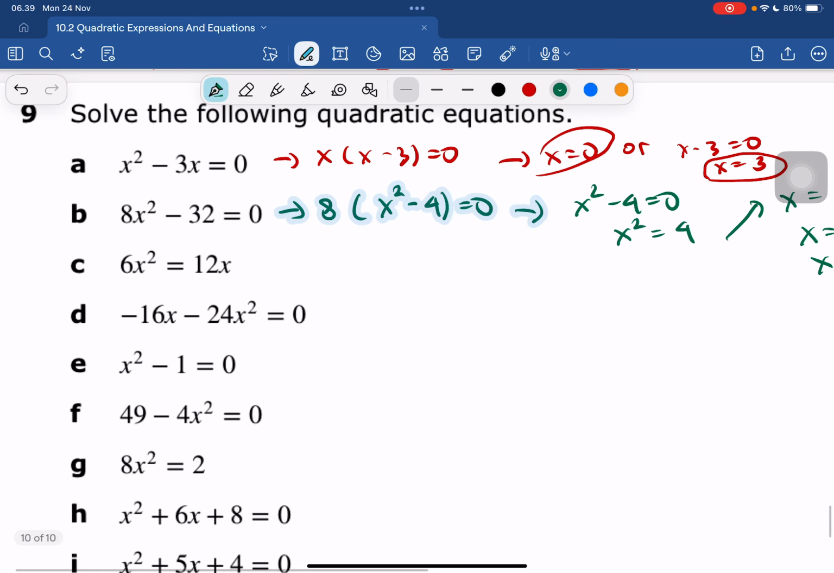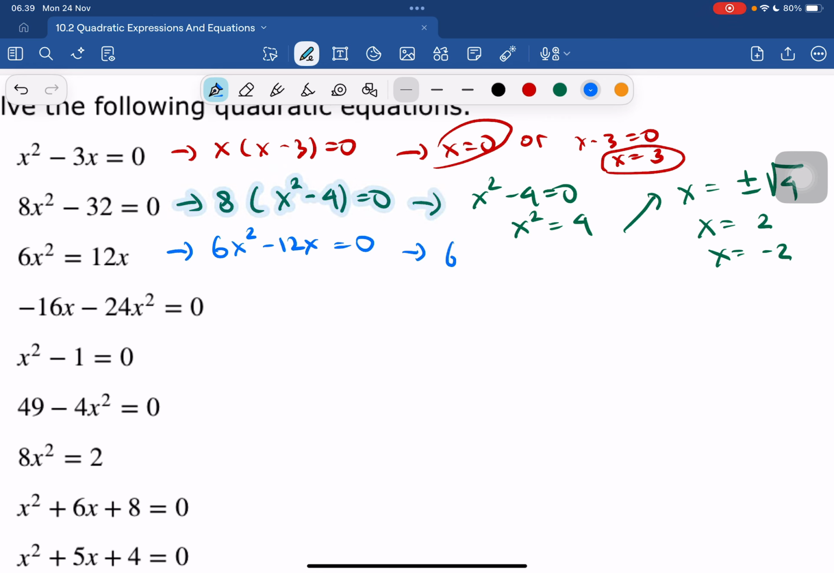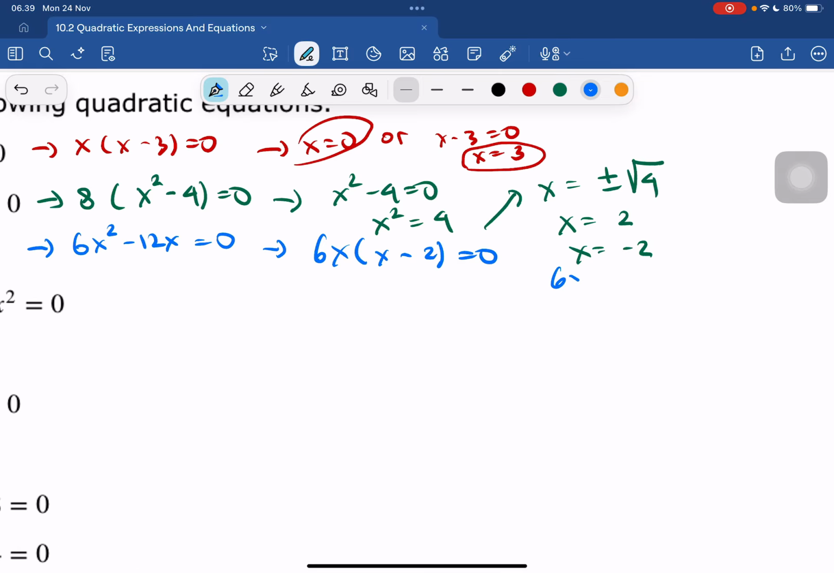As for here, move it to the right side. 6x squared minus 12x equals 0. The highest common factor of each term is 6x. So 6x bracket, x minus 2 equals 0. So first we get 6x equals 0, so x equals 0, or x minus 2 equals 0, so x equals 2.